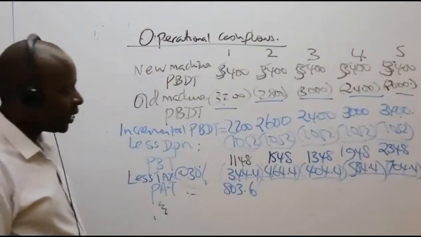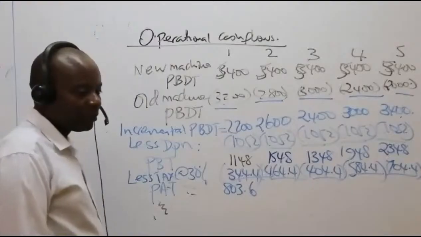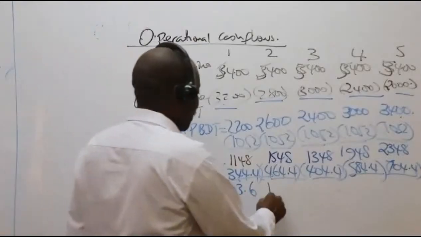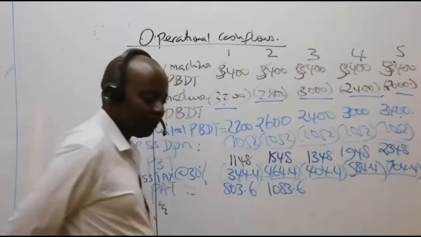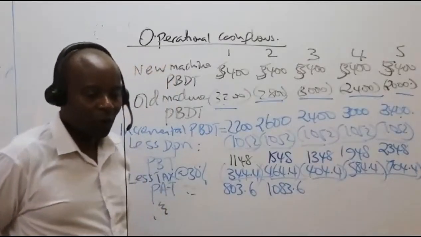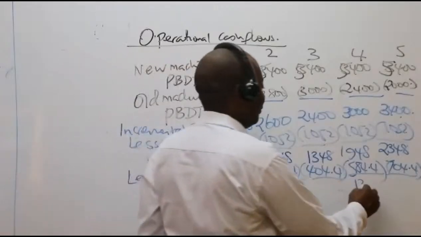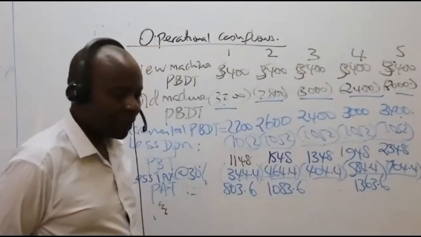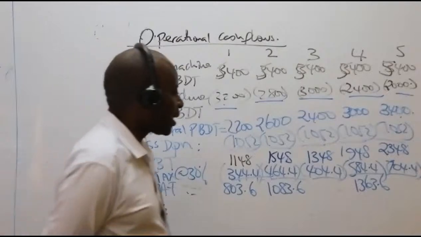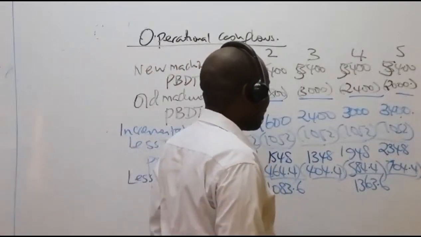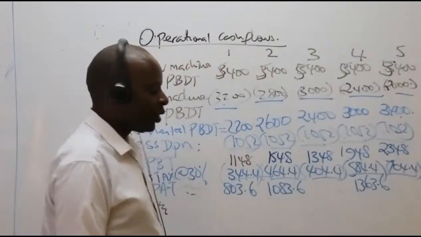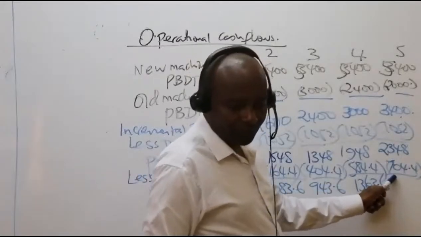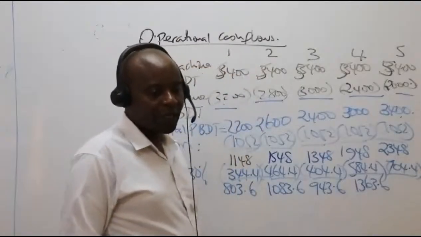So 803.6. The second one, 1083.6. Fourth, 1363.6. The last one, 1643.6. And 943.6.